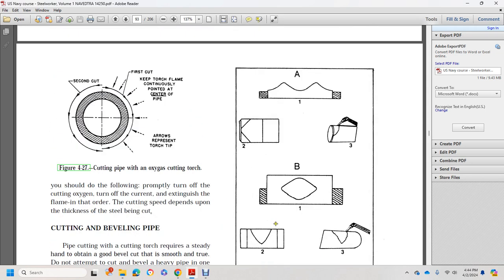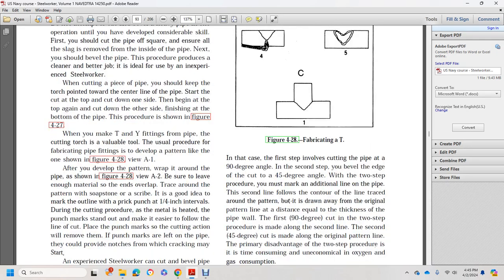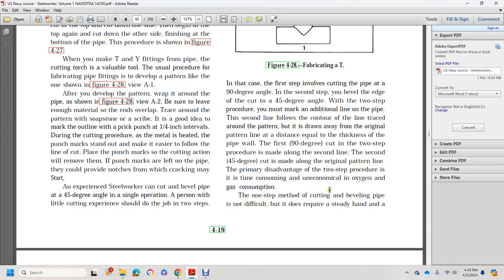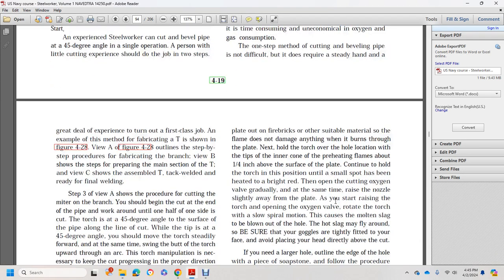So here's A, and then B, and then this shows you C. This one-step method of cutting and beveling pipe is not difficult. It requires a steady hand and a great deal of experience to turn out a first-class job.